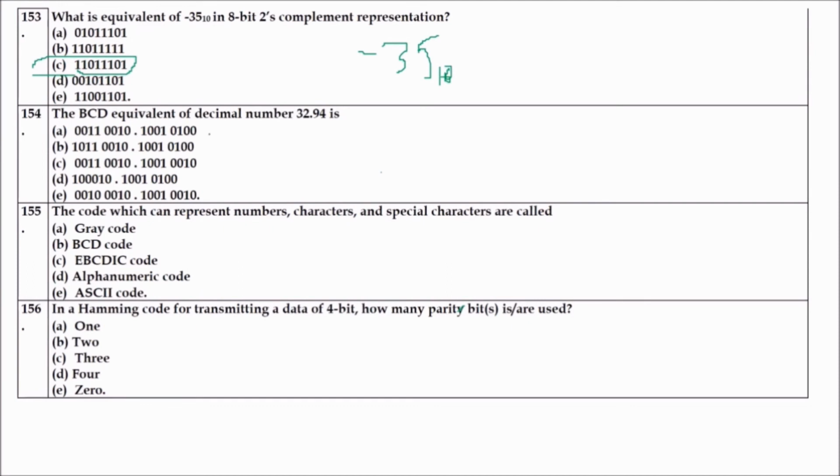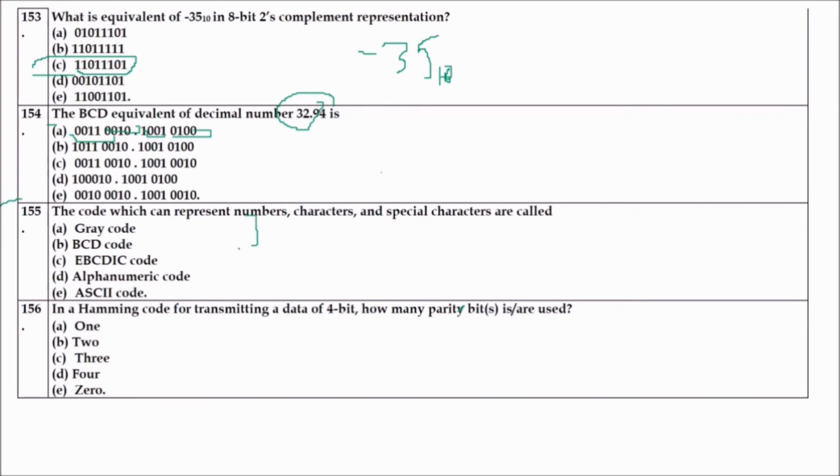Okay. The BCD equivalent of decimal number 32.94 is what? BCD equivalent. Binary coded decimal. You just have to make the combinations, nothing else. So the answer here is 32.94. So we'll go with the A one. This is 3, this is 2, this is 9, this is 4. 32.94.